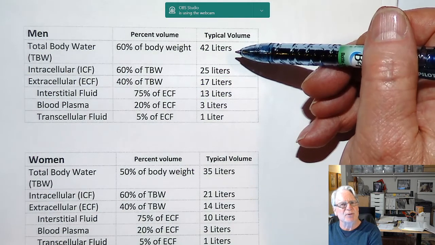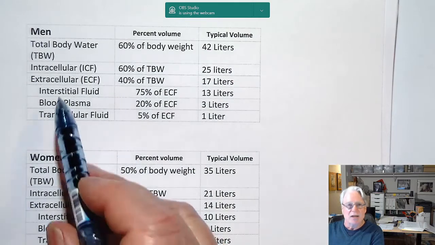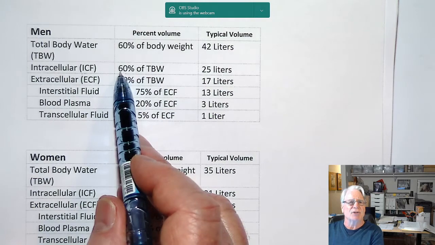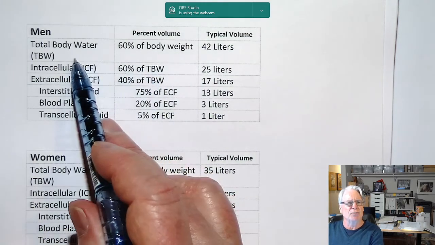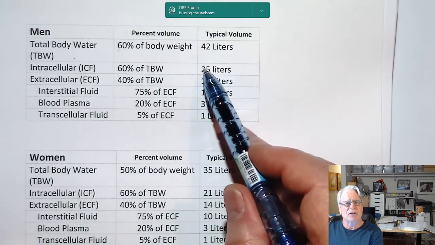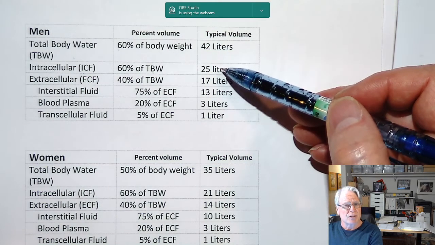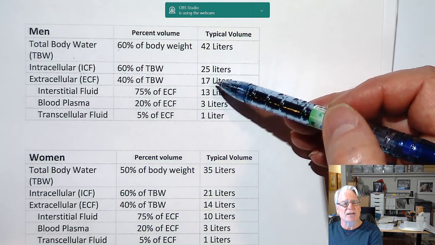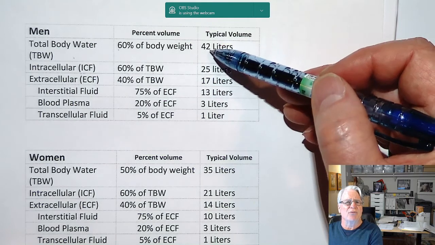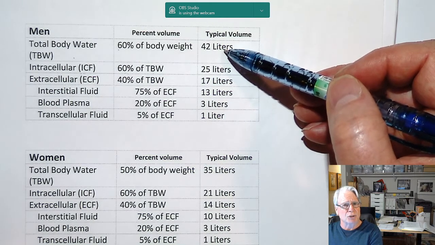So let's break that problem down into a smaller component, something that is a little bit more manageable. So let's take a look. Here we are, intracellular. Remember, that's the water we find inside cells. So that's 60% of total body weight. So that's 60% of that 60%. So that's about 25 liters. Okay, so we can subtract 25 liters from 42. And when we do that, we get this, 17 liters. Right? So I have taken now 42 liters, and I've managed that problem now down to 17 liters.